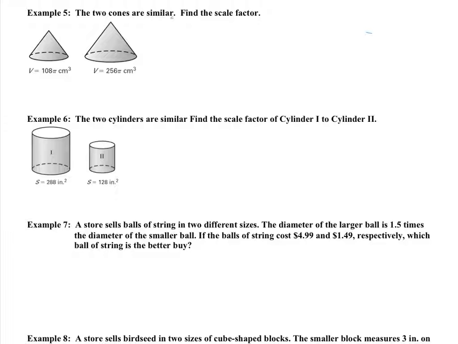Example 5. The 2 cones are similar. Find the scale factor. Well, we just have to assume that we're taking the first cone to the second cone. So 108 pi to 256 pi. Then we can go ahead and cancel out the pi. And that would give me 27 over 64.